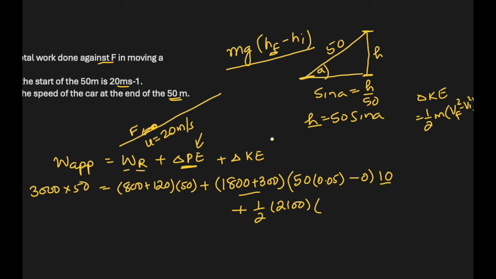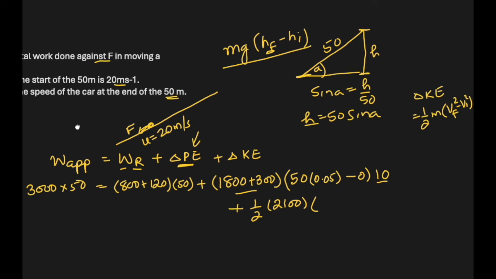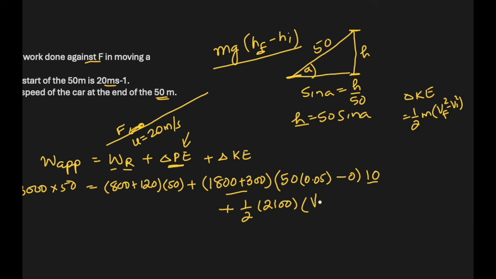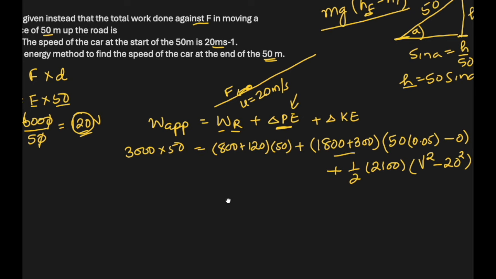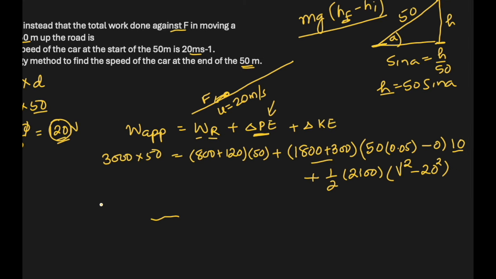Final velocity we don't know. I think they are asking to find the speed of the car at the end of 50 meters. So final velocity they are asking, but initial is given, 20 meters per second, right? So we will write here final velocity square minus 20 square. We have used this formula as well. Everything is there. Very, very carefully we have to use our calculator and find this. I can use a little bit of mental math also.